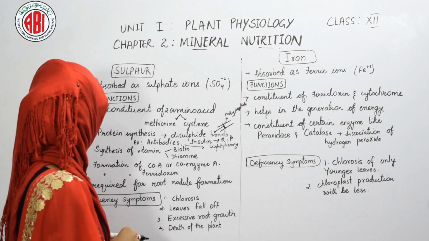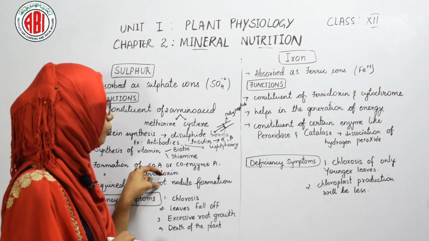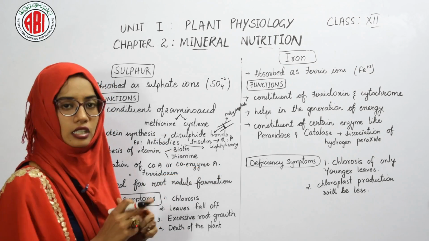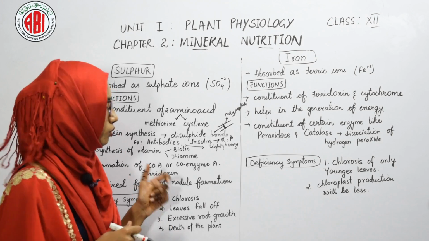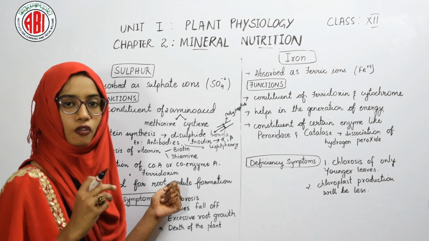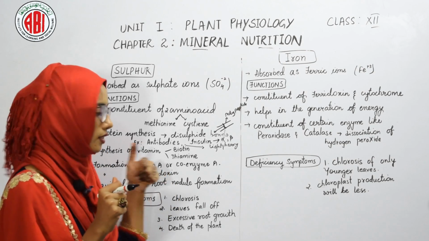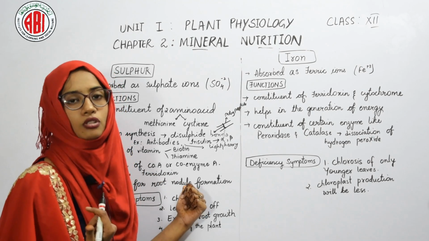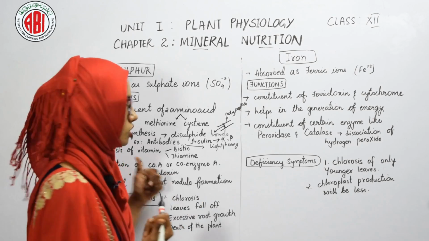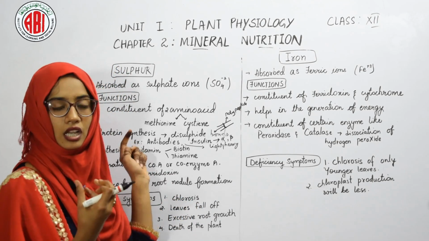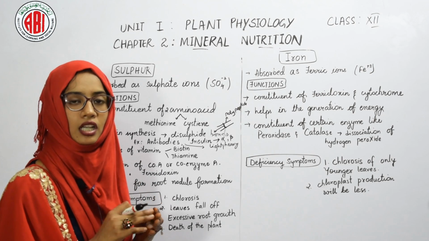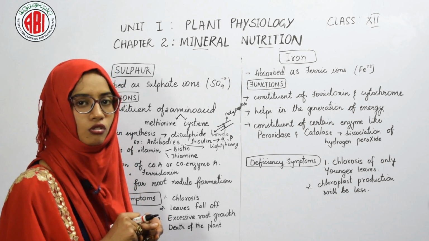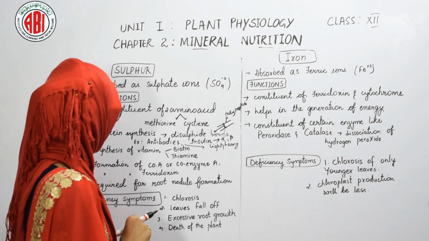The last function of sulfur is it is required for root nodule formation. The root nodule formation is the division of cortical cells. When the cortical cells of the root divide, it forms a nodule like structure, and that is called a root nodule, which helps in carrying out the process of nitrogen fixation. So sulfur is a main element which helps in photosynthesis, in respiration, and also in the process of nitrogen fixation in the plant body.